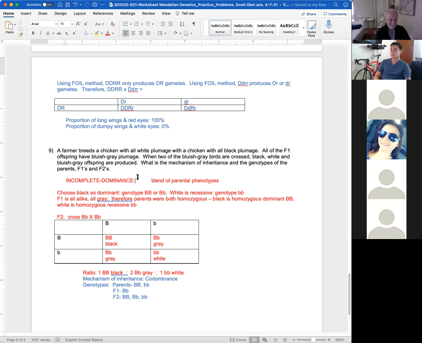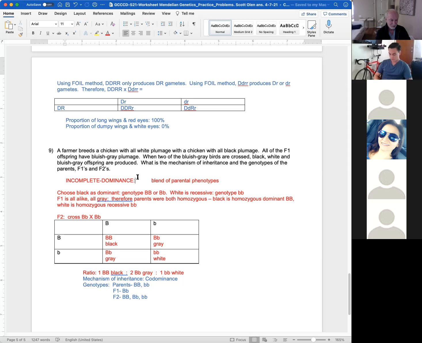In this case, we just chose recessive as white because the question isn't explicit about which way it goes. However, that doesn't matter. Whether we chose white as dominant or black as dominant doesn't affect the answer that we come out with. So we know that the white chicken is, in this case, little b, and the black chicken must be big B, big B.